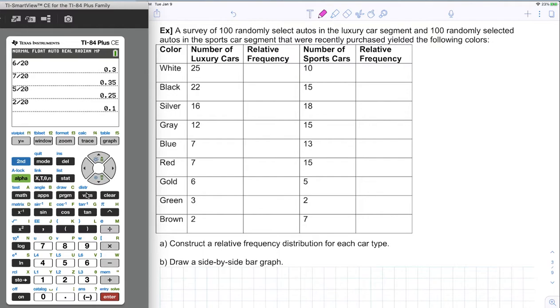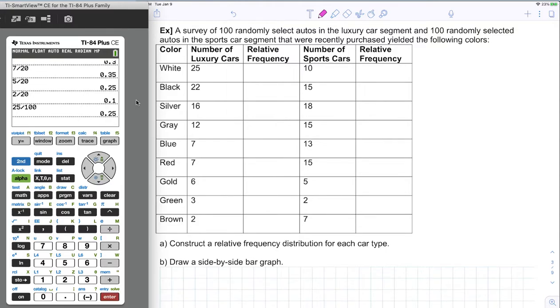All right, next example. A survey of 100 randomly selected autos in the luxury car segment and 100 randomly selected autos in the sports car segment that were recently purchased yielded the following colors. So part A says construct a relative frequency distribution for each car type. In this particular example, we're kind of lucky because the sample sizes were 100. So anytime you divide by 100, that just moves the decimal place 2 places. For example, 25 divided by 100 is 0.25. So these relative frequencies will be fairly easy to compute. I'm just going to go ahead and fill them in, move the decimal 2 places to the left.